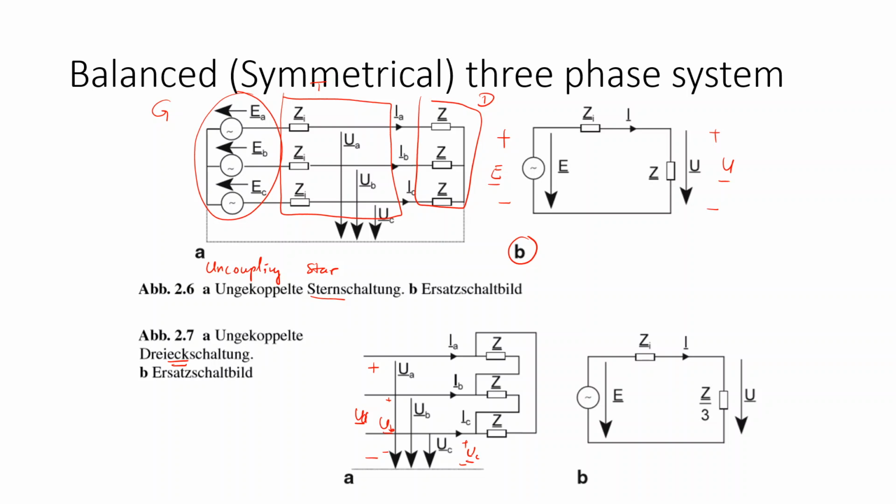we could transform, right? In the last lecture we transformed the delta connection into the Y connection. You remember that if we transform the delta load to the Y load, the impedance is just reduced by 3 times. So you can see that this is the result of the transformation from delta to star. This is the equivalent circuit that we use when we deal with star connection. All right, so this is the case of uncoupling.